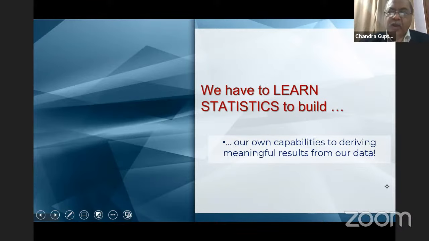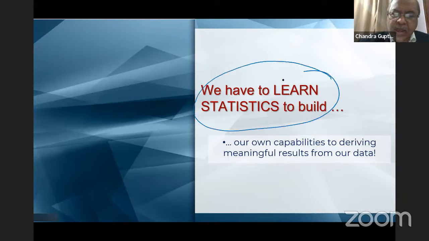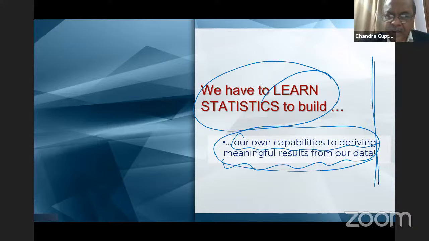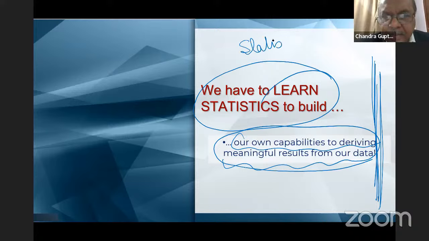So friends, we have to learn statistics to build our own capabilities to derive meaningful results from our data. Very, very important for us. And you cannot do statistics manually these days, so you need some software for it. Therefore, not only do you have to learn statistics, you also have to learn software through which you can conduct that statistics.